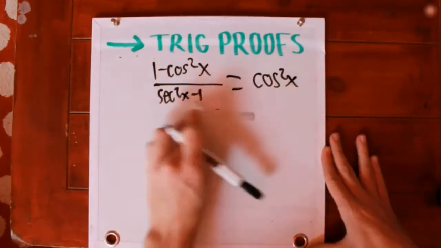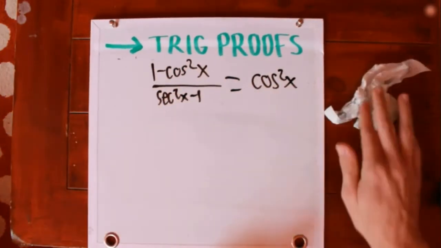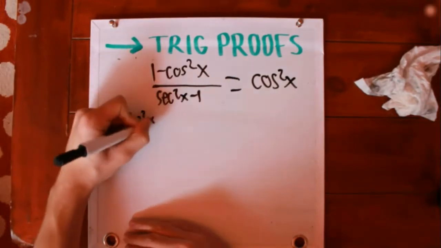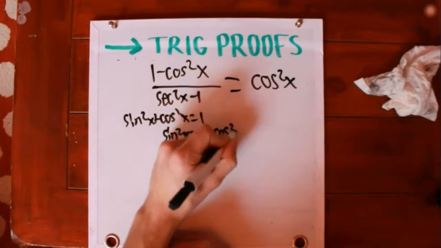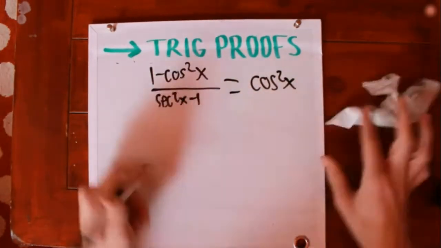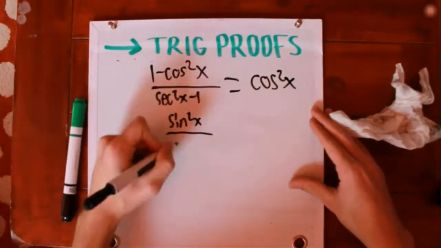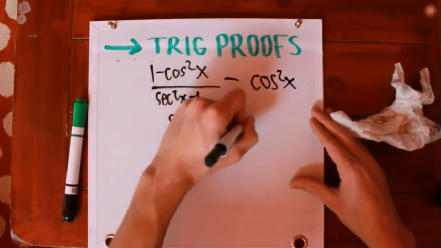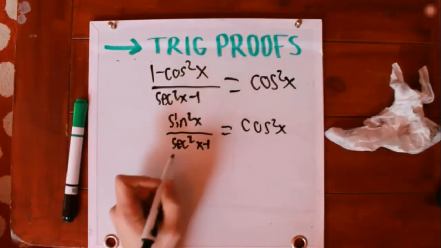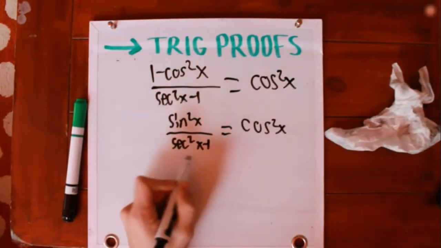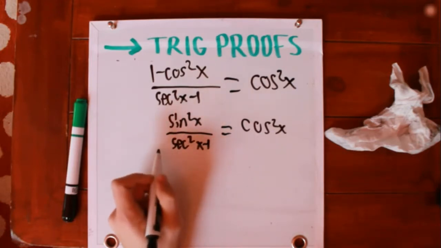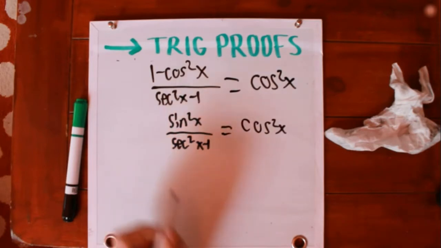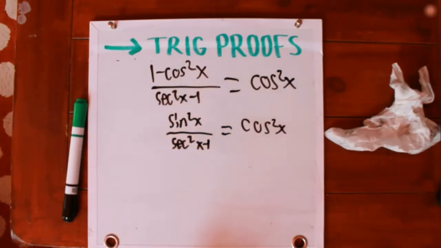So the first thing to notice about this problem is that it includes 1 minus cosine squared of x. We know that sine squared of x plus cosine squared of x equals 1, so 1 minus cosine squared of x equals sine squared of x. Let's plug that in to get sine squared of x over secant squared of x minus 1 is equal to cosine squared of x. Next, I notice that the problem includes secant squared of x minus 1. We know that tangent squared of x plus 1 equals secant squared of x, so secant squared of x minus 1 equals tangent squared of x.